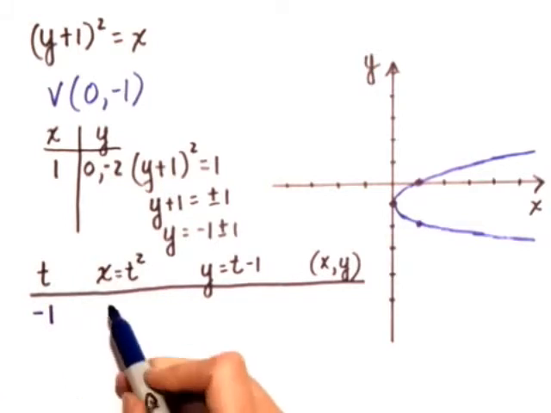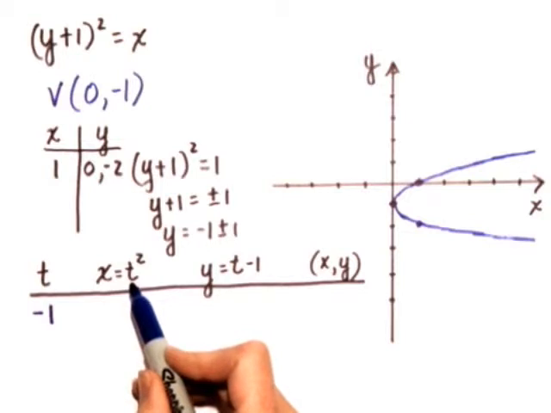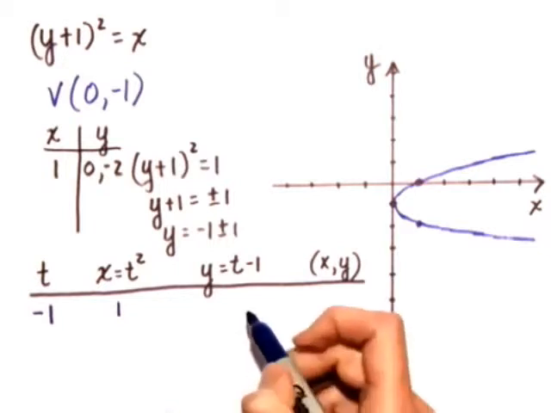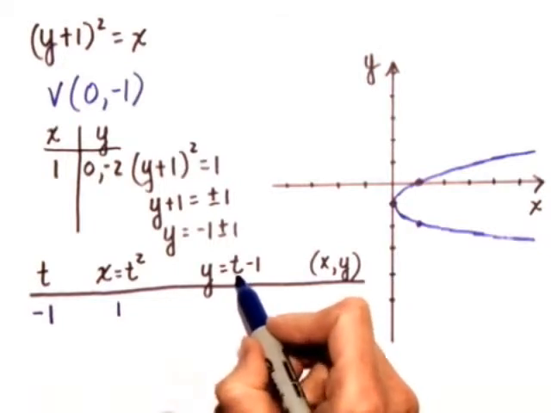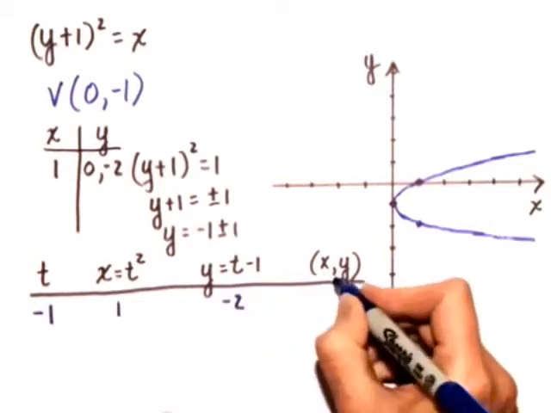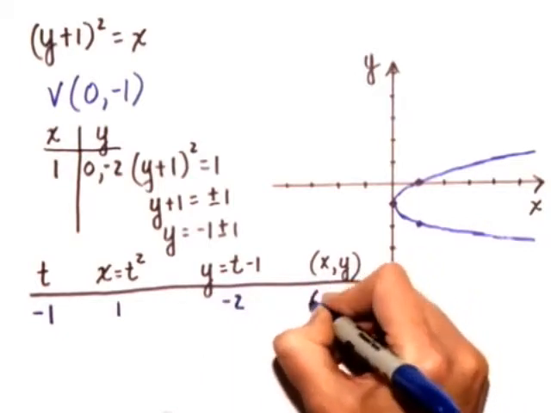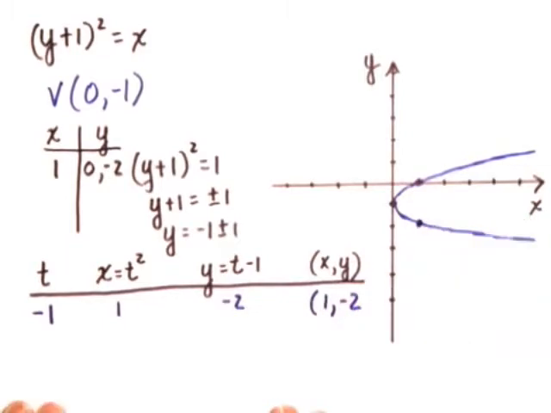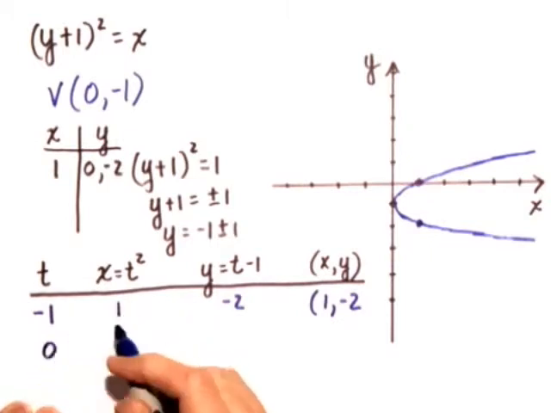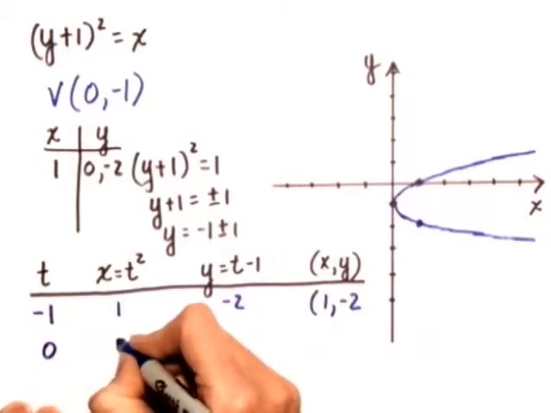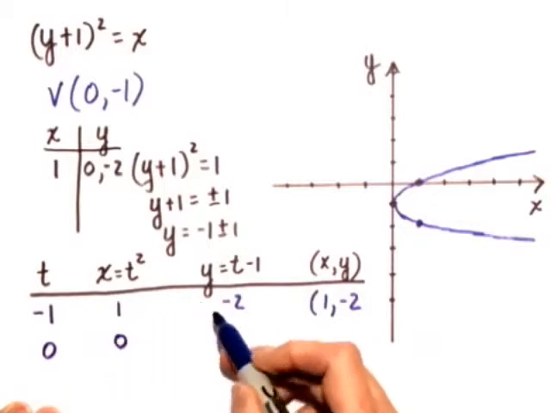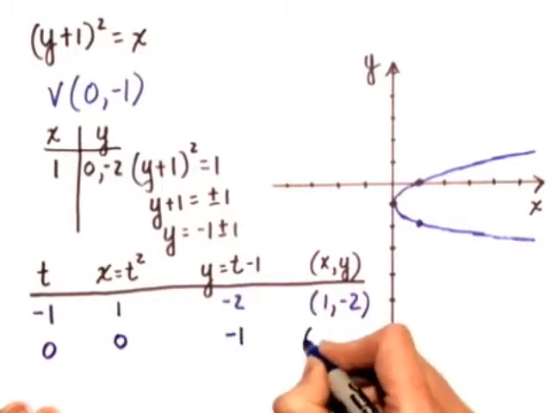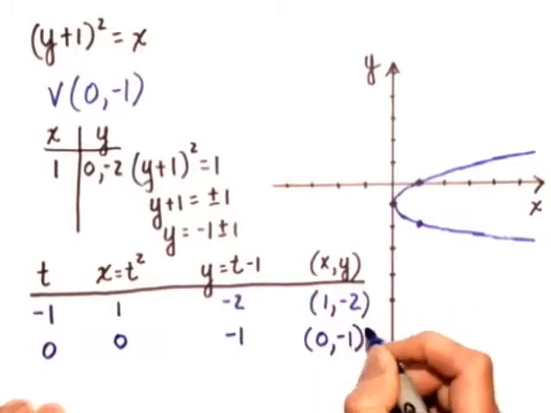If t is negative 1, then x is equal to t squared, or negative 1 squared, or simply positive 1. y equals t minus 1, so that would be negative 1 minus 1, or negative 2. So we have the point x comma y on the graph, or 1 comma negative 2, which we've plotted right here. Letting t equal 0, x, which equals t squared, is just 0 squared, or 0. y would equal 0 minus 1, or negative 1. And then we have the point 0 comma negative 1.